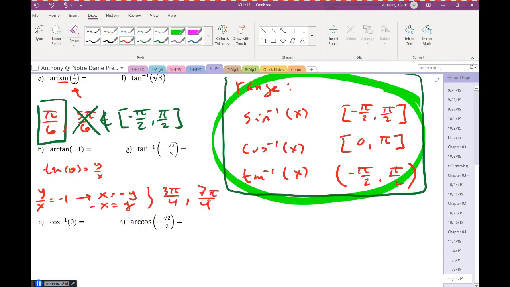The same is true at 7 pi over 4, where the coordinate is square root 2 over 2, comma, negative square root 2 over 2. The same thing there. If I take y and divide it by x, I get negative 1. Do we see that?